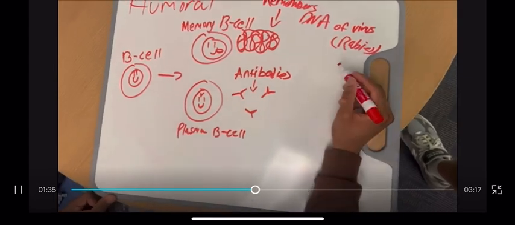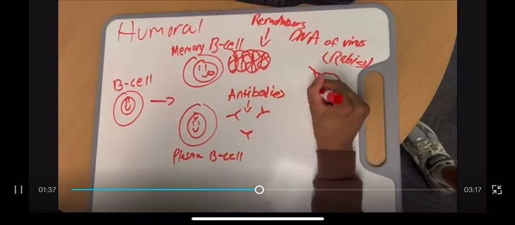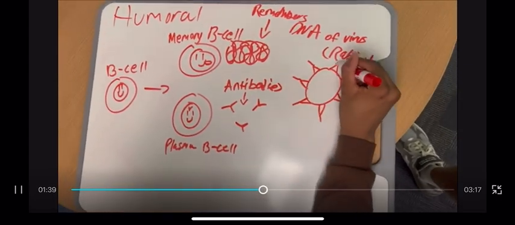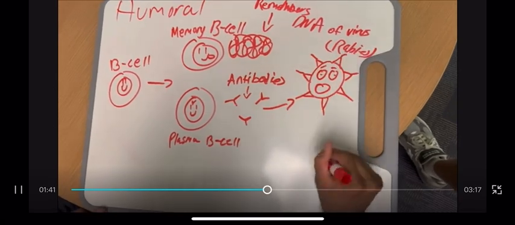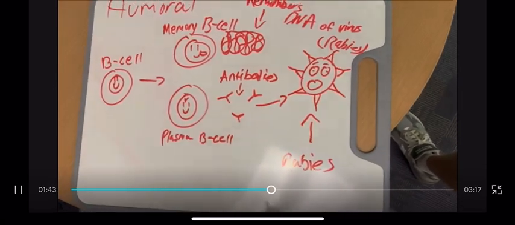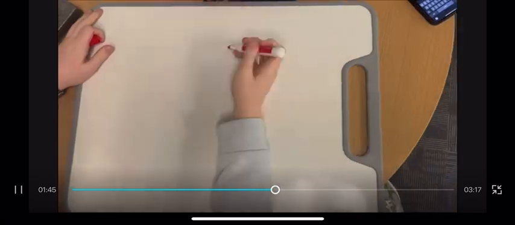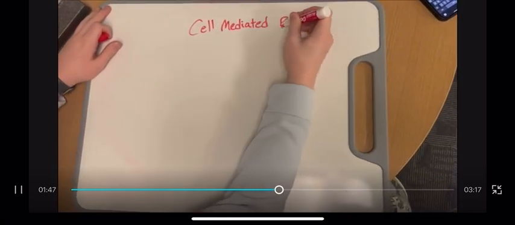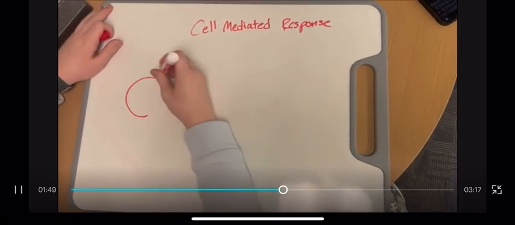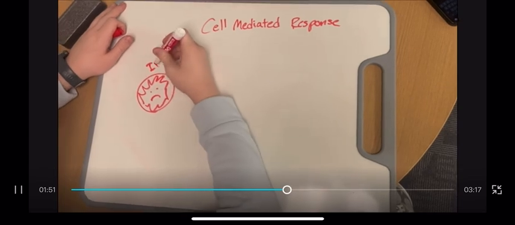Here's what the antibodies do. They neutralize free-floating rabies viruses, preventing them from infecting more cells, and they tag viruses for destruction by other immune cells like macrophages and natural killer cells. Despite this, the rabies virus is actually really sneaky. It hides inside our own body cells, especially the nerve cells, and that's where the cell-mediated immunity comes in.